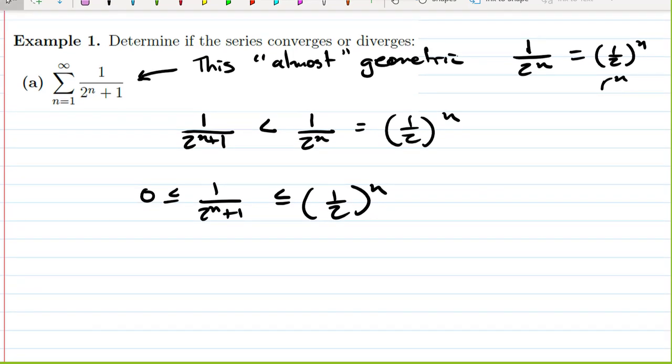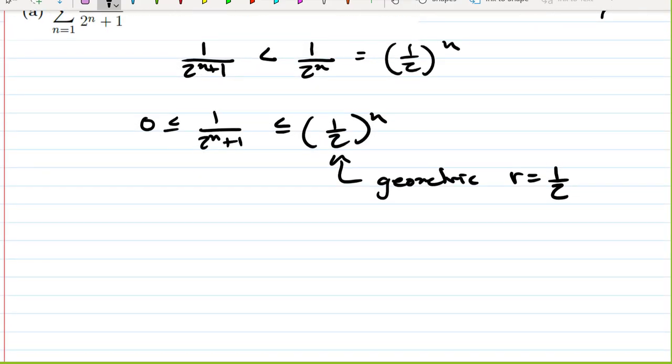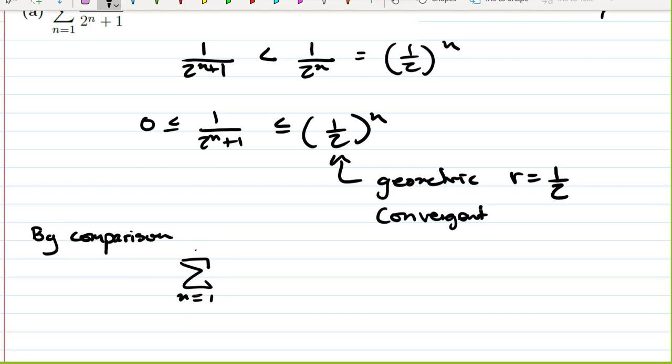So this guy is geometric with r equal to 1/2, and we know that our geometric series converges if r in absolute value is less than 1. So this is a convergent geometric series. So we know that this is less than a known convergent geometric series. So by comparison, the sum as n goes from 1 to infinity of 1 over 2 to the n plus 1 converges.